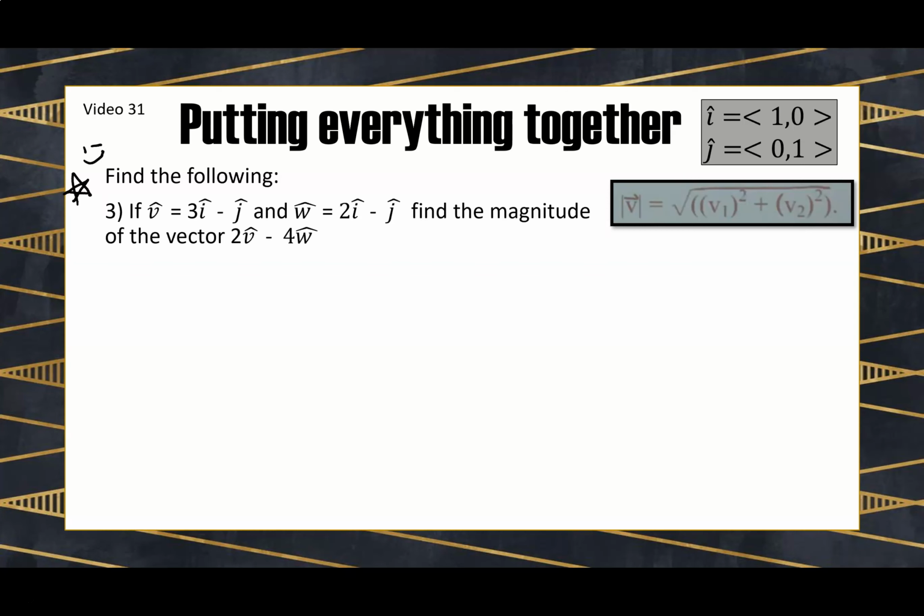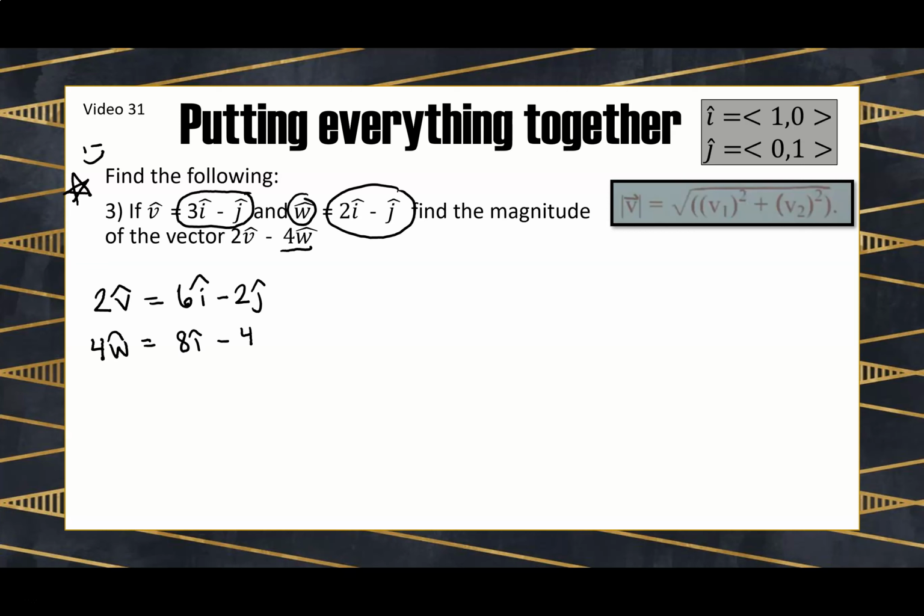So interestingly here, it's actually asking us to do 2v minus 4w. So before I just wrote down the v and the w below, but right now I'm actually going to write down what 2v is equal to. Well, 2v is going to be double everything here. So that's going to give me a 6i minus 2j. Okay, and then if I'm asking for 4w, the 4w is going to be 4 times everything right here. So that's going to give me an 8i minus a 4j.